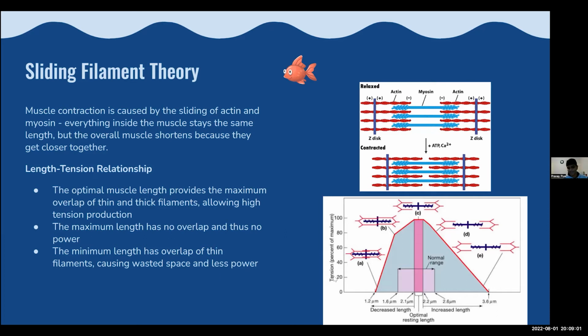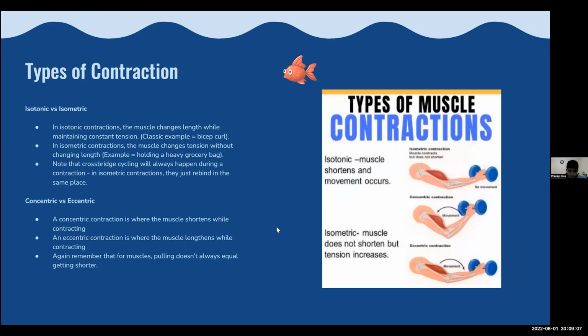But remember the shape of that graph, because it's, again, pretty high yield stuff. So the last thing I'm going to leave you with is different types of contraction. So isotonic versus isometric. What does that actually mean? Isotonic means, so T for tension. Okay. So isotonic means the muscle changes length, but the muscle maintains a constant tension.